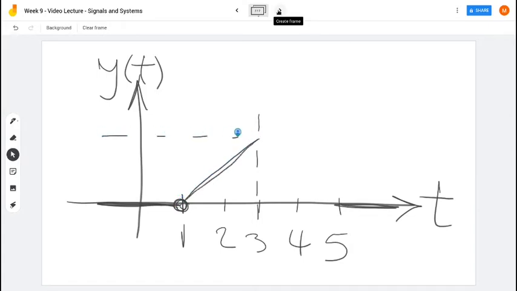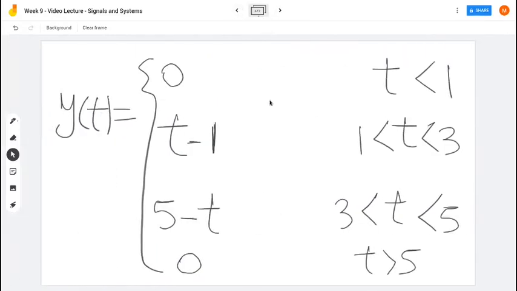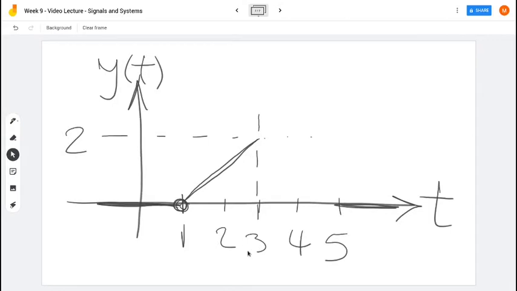So this is 2. And for the interval from 3 to 5, we'll be having 5 minus t. So at instant 3, 5 minus 3 is 2, and at 5 it will be 0. So it's kind of a triangle. So the convolution of 2 rectangular pulses will give us a triangle.